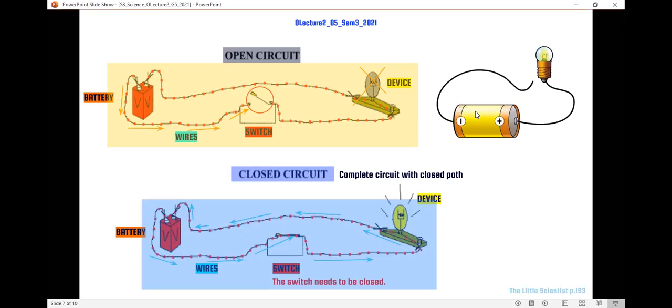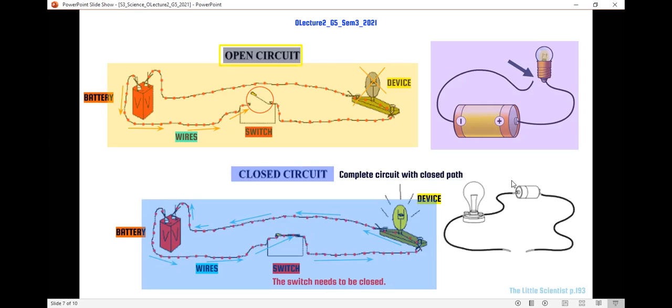Here is another example. Look at this. Open circuit or closed circuit? Closed. This is a closed circuit. Look here. Closed or open? Open. It is an open circuit. It is open. There is a gap. The wire isn't connected to the other side of the light bulb.